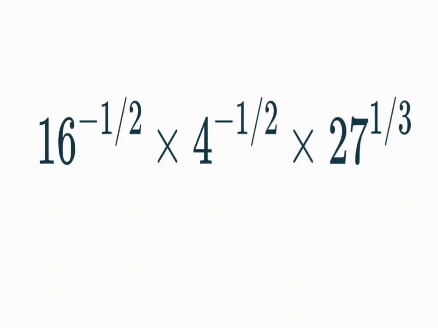to Models Academy. So as you can see, they want us to simplify this exponent right here. In this exponent, we have 16 to the negative 1 over 2, times 4 to the negative 1 over 2, times 27 to the 1 over 3. As we can see right here, we have 16 and 4, and they both have something in common. These are the two bases right here. There are three bases, but these two have something in common.